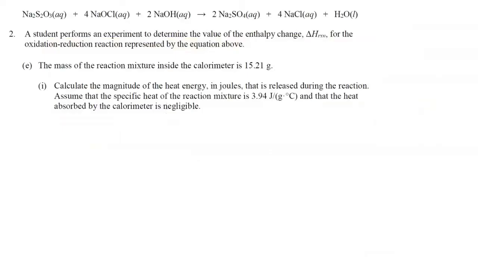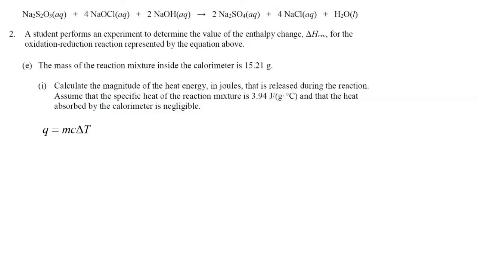All right, part E of this question involves a calorimetry calculation using Q equals M times C times delta T. So we're given the mass of the reaction mixture is 15.21 grams. Part I of letter E says calculate the magnitude of the heat energy, that's going to be Q, in joules that is released during the reaction. Assume that the specific heat of the reaction mixture, which is C in this equation, is 3.94 joules per gram degree Celsius, and that the heat absorbed by the calorimeter is negligible.